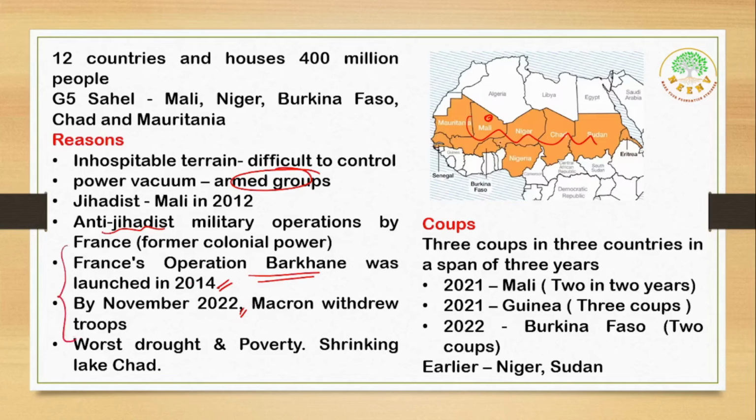And once the French forces were withdrawn, the conflicts started becoming even more. Like I said, there are armed groups active, and even the French army is gone. So they became more powerful. There was nobody to control them. So there were frequent coups happening in these countries where they would try to take over the current ruling government and start ruling with a dictatorship or military hand. So coups happened in Mali in 2021, and coups happened in Guinea, and coups happened in Burkina Faso. Earlier coups had taken place in Niger, Sudan. So this is the Sahel region.